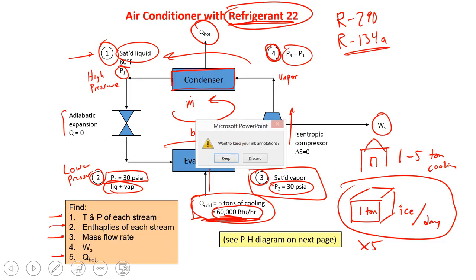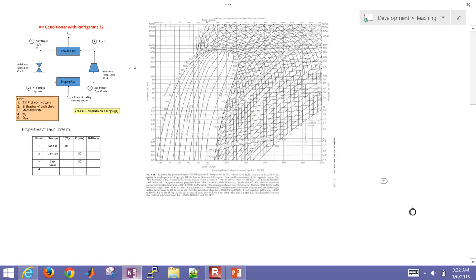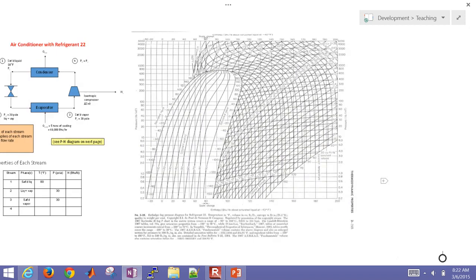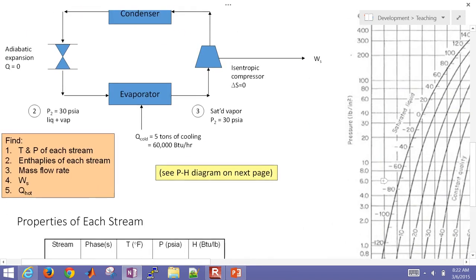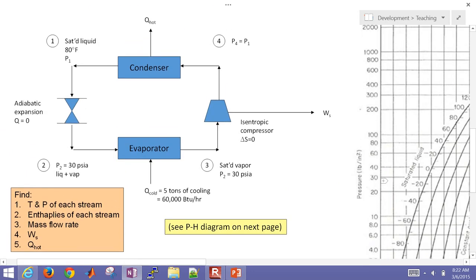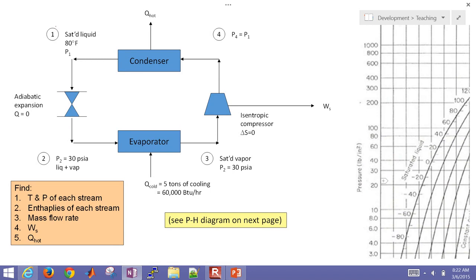Okay, so let me come over here, and we have the same system. Now first of all, what we want to do is just calculate the properties of each stream. Okay, so let's just start with number 1. We know we're saturated liquid at 80 degrees Fahrenheit.